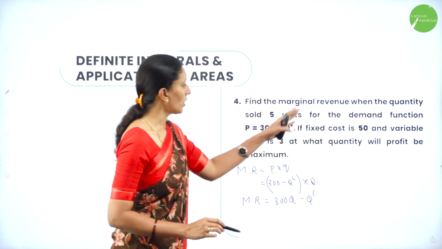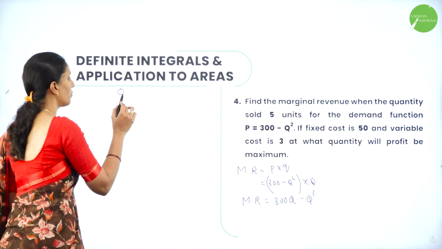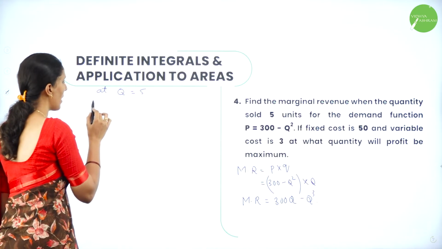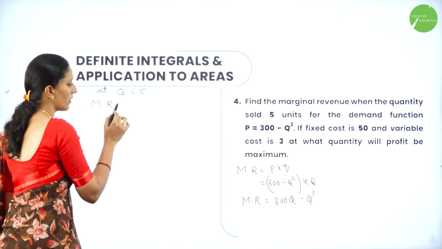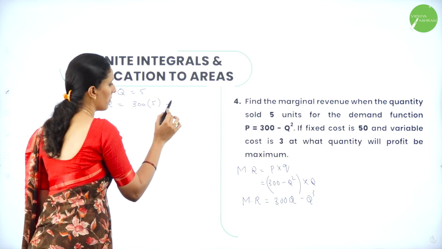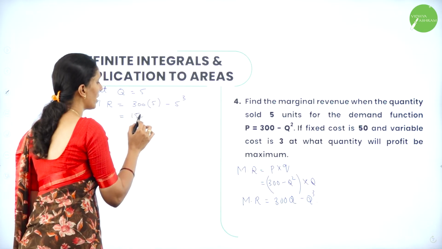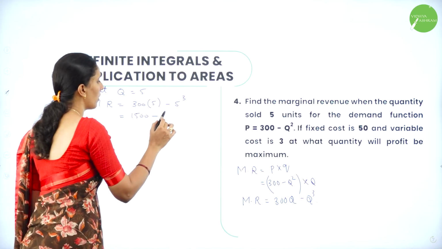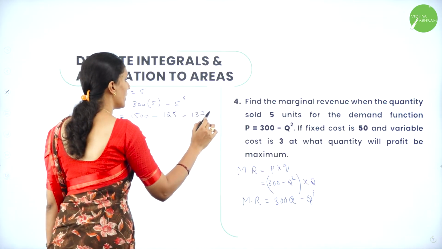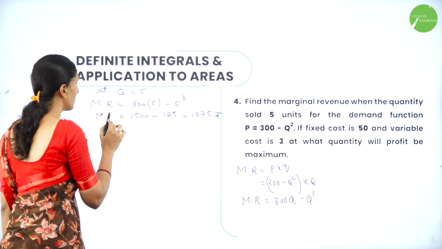Now, they have given the quantity sold as 5 units, that is Q = 5. So, at Q = 5, what is the marginal revenue? Marginal revenue is equal to 300 × 5 − 5³. That is 1500 − 125, which is equal to 1375 rupees. So, this is the marginal revenue.